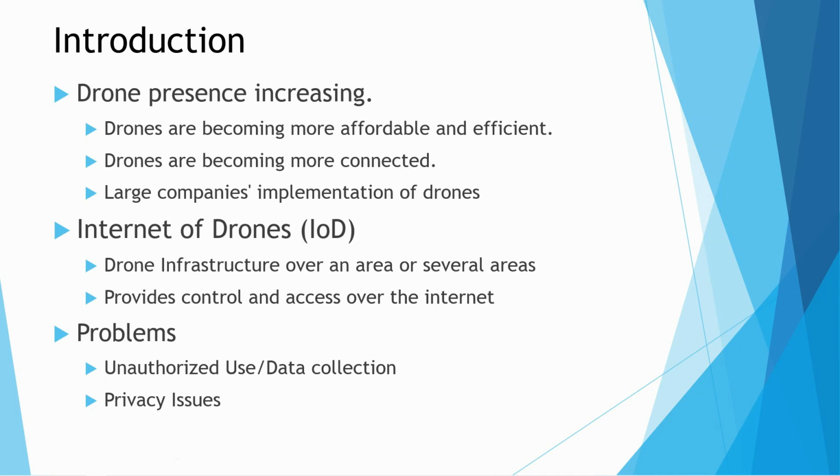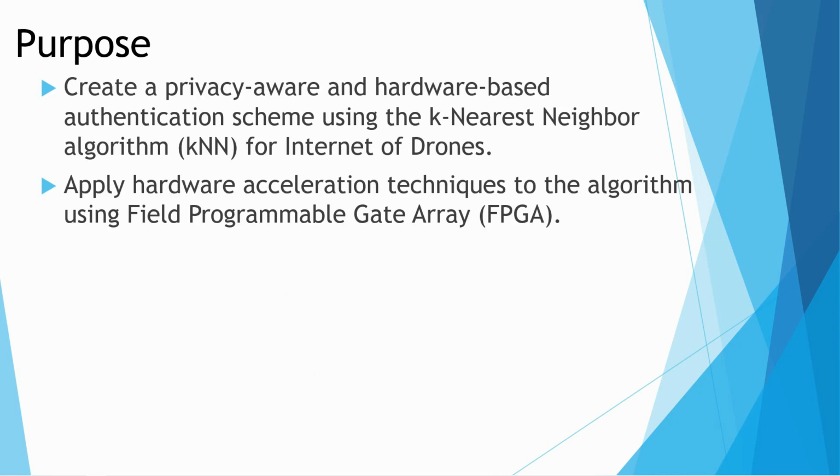Then we have the idea of Internet of Drones: a drone infrastructure over an area or several areas. This provides control and access over the internet or cellular networks. A few problems that this imposes are unauthorized use of this network, unauthorized data collection of the different drones, and privacy issues.